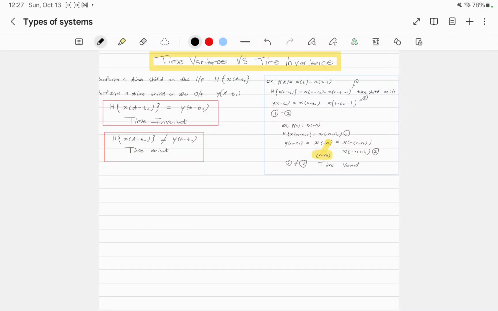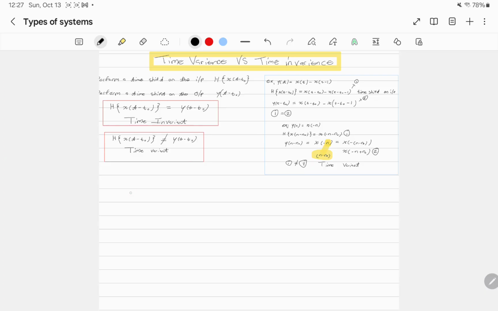So here are more examples of time variance versus time invariance. And you definitely have to watch the other video or else you won't understand this one. So let's do another example. And I have the other two examples over here just in case you want to see.